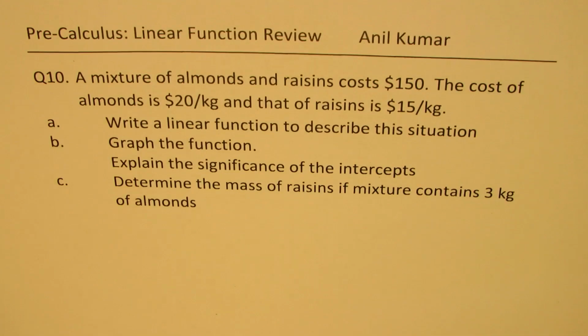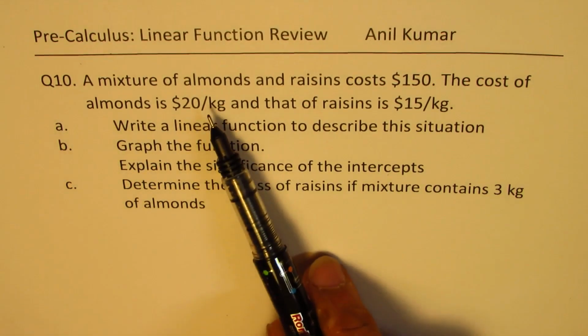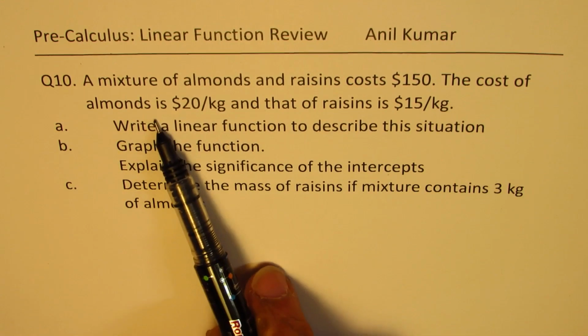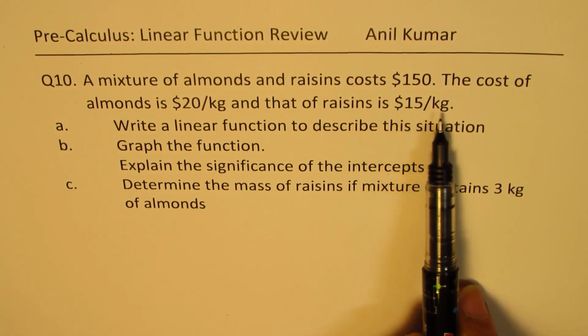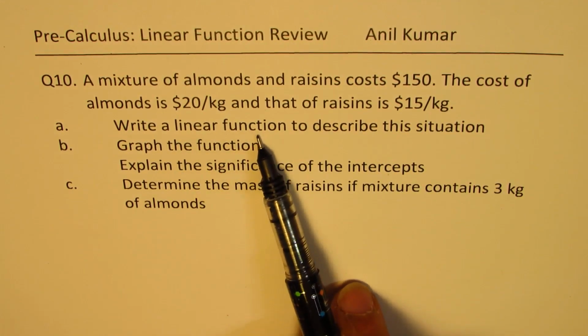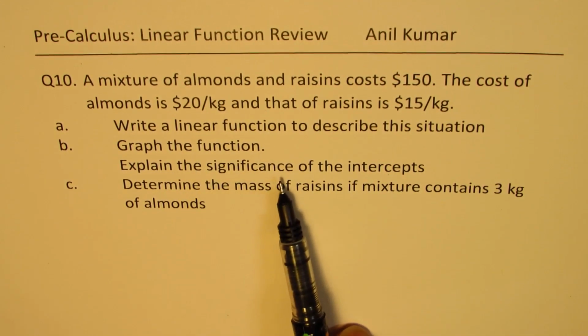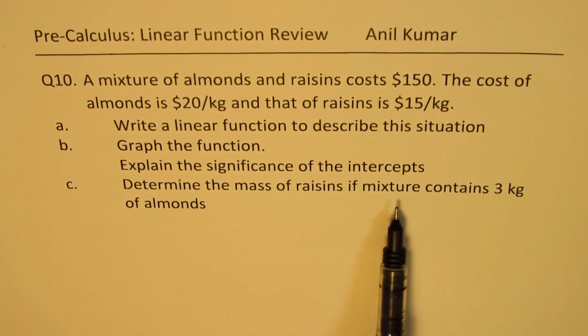Now here is the last question for us to solve. I'd like you to pause the video, answer the question, and then look into my suggestions. Question number 10. A mixture of almonds and raisins costs $150. The cost of almonds is $20 per kg, and that of raisins is $15 per kg. Write a linear function to describe this situation, graph the function, explain the significance of the intercepts, and determine the mass of raisins if the mixture contains 3 kg of almonds.